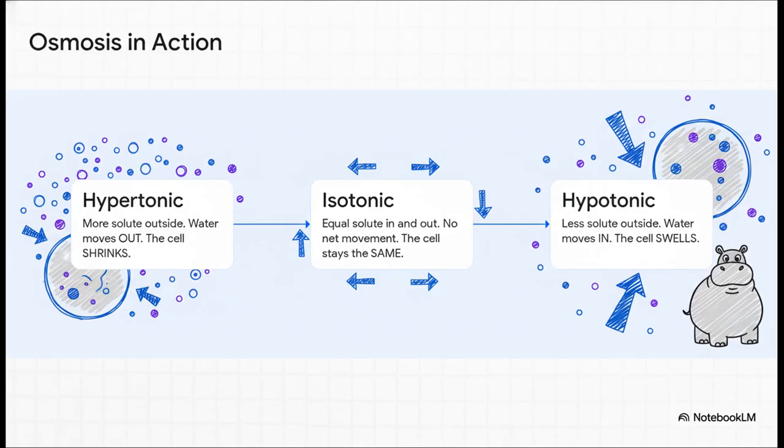Okay, let's zoom in on a special kind of passive transport called osmosis, which is all about how water moves. This is super important. If you put a cell in a hypertonic solution, there's more stuff outside, so water rushes out and the cell shrinks. In an isotonic solution, everything's balanced, so nothing really changes. But in a hypotonic solution, water rushes in and the cell swells up. And here's a great little trick to remember it. Think hypo makes the cell swell up like a big hippo.